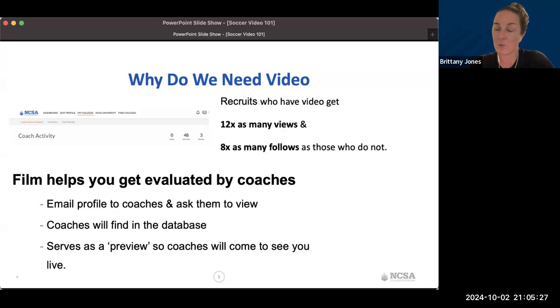Okay, so we need film to allow coaches to evaluate whether or not you fit their program. Athletically, they're going to look at your film, and then they're going to look at your profile to see if you're an academic fit, right? And if it's a good fit otherwise. But we want to have film to give them that opportunity.